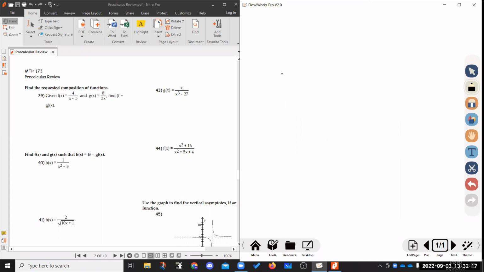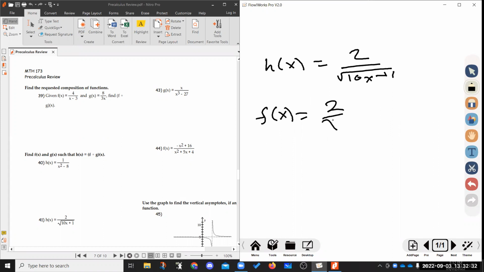Number 41, h of x is going to be 2 over the square root of 10x plus 1. Again, we would probably want to say that f of x is equal to 2 over x and g of x is equal to root 10x plus 1. Just let g of x be the ugly thing that you're sticking in place of an x, and f of x be the other part that is nice.